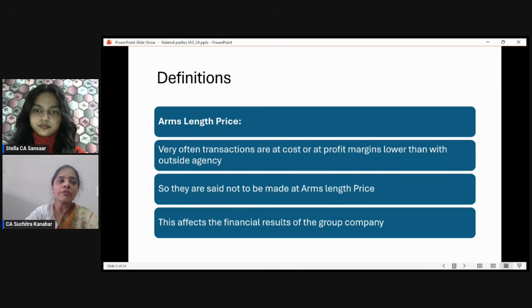So this kind of transaction needs to be disclosed. Why? Because it is affecting the income statement and the financial statements. That's the only reason why we are disclosing this transaction, because it is not at arm's length price.